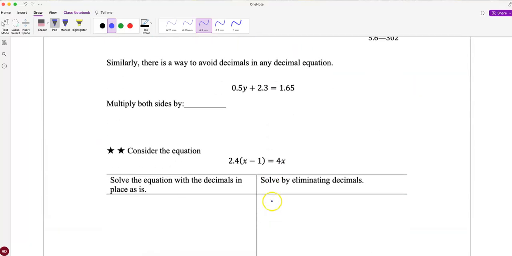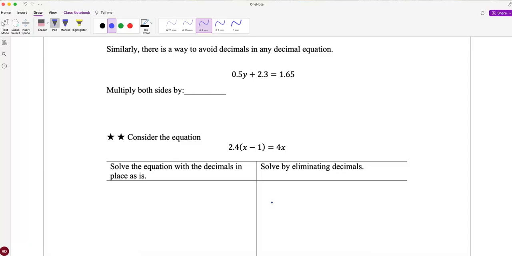Same thing can be done with decimals. So if I look at this, what could I do to make the decimals go away? If I take the one that has the most decimal places, if I multiply that by 100, I would have no decimals. So I could multiply both sides of this equation by 100. So it would be 100 times 0.5y plus 100 times 2.3 equals 100 times 1.65. So the decimal moves 2 places.